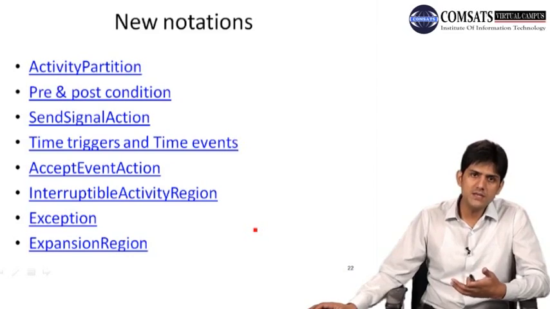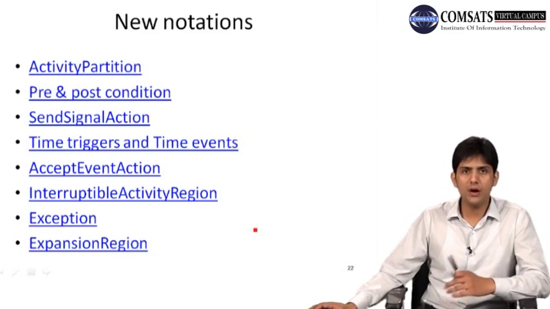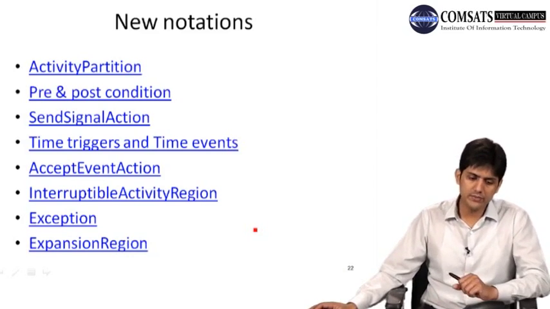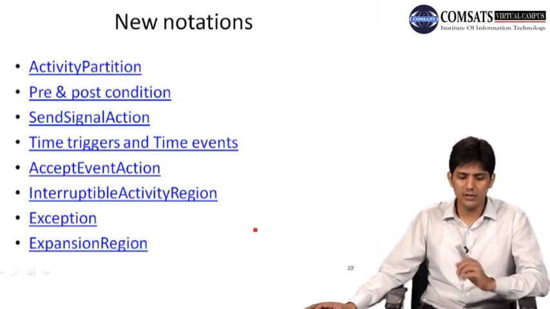How do we partition activities? How do we represent pre and post conditions? How do we send signal actions, time triggers and time events, accept event actions, interruptible activity regions, exceptions or expansion regions?